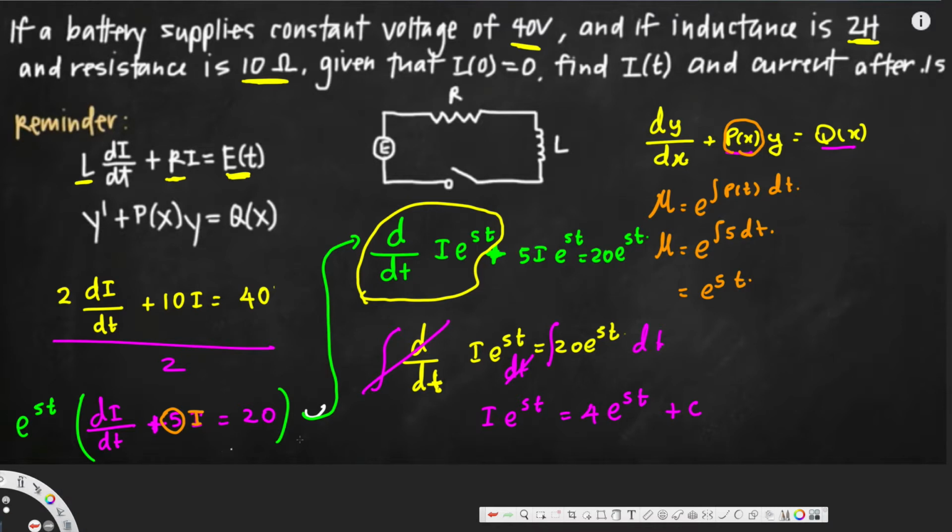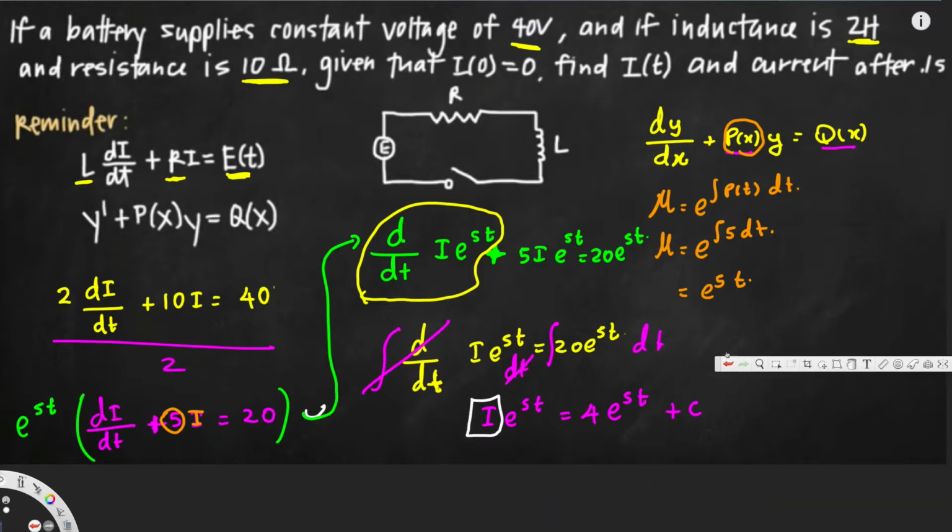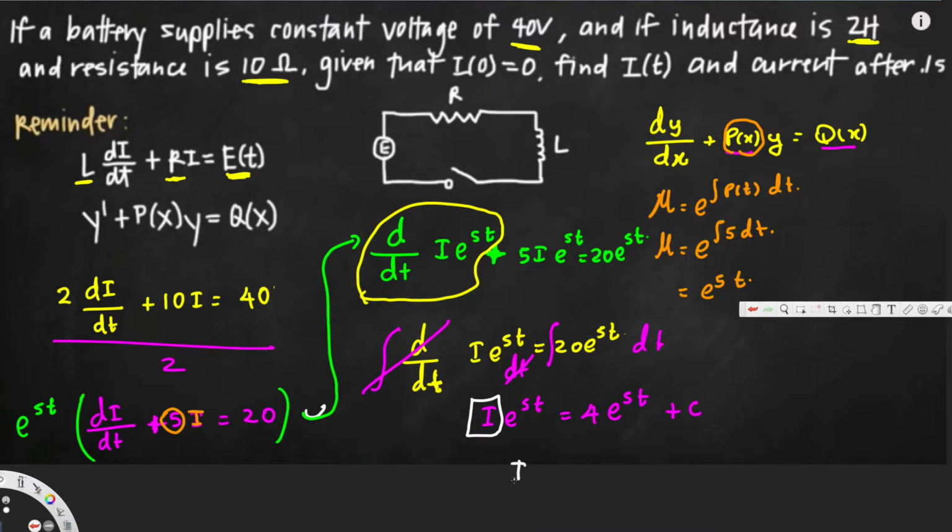Now the final thing, the final expression: usually when we have this in terms of y and x, we have to solve in terms of y. Here this I is treated as y, so we have to solve this one in terms of I. Okay, so I is going to be equivalent to, we have to divide both sides by e power 5t, so this e power 5t will be cancelled, so 4 plus c e power negative 5t. Now this is our final solution, but we are not done yet.